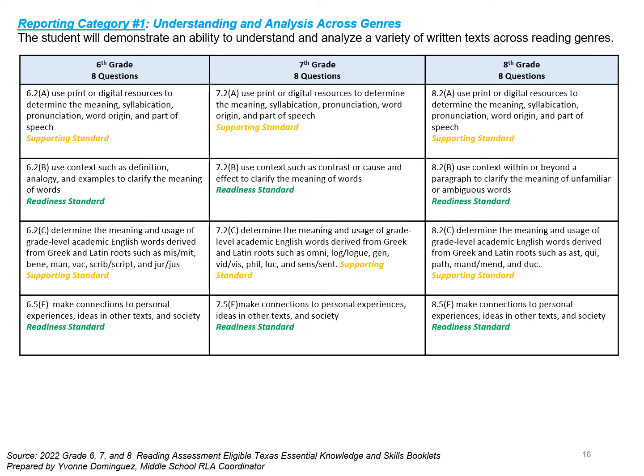We have: use print or digital resources to determine the meaning, syllabication, pronunciation, word origin, and part of speech. So our keywords here, we have use and determine as our verbs, the level of thinking required for this SE. And then our content, we have multiple ones here. We have the resources, using those resources. And then what are they to use them for? To determine meaning, syllabication, and so on and so forth. So that's what we need to start with. We need to look for those nouns and those verbs.